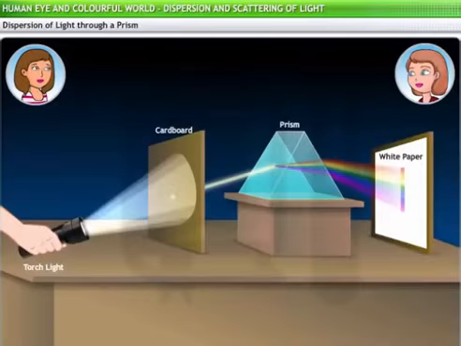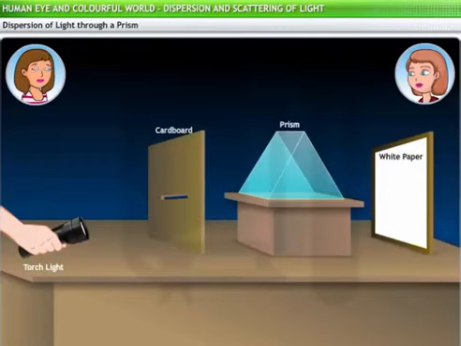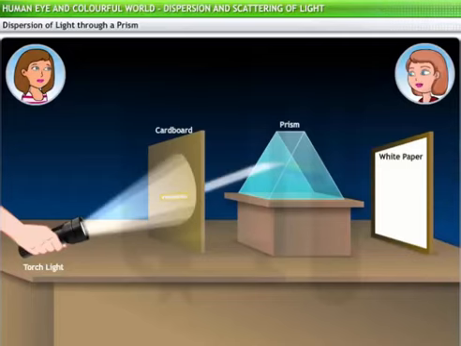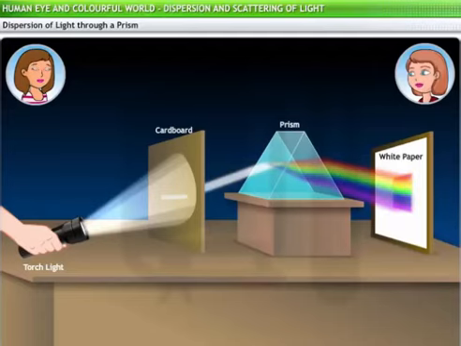But a rainbow has bands of colors. Don't worry. We can create bands too. Suppose you replace the cardboard having a small pinhole with a cardboard having a horizontal slit, that is, an extended light source. The vertical strip of colors you just saw expands to bring out bands of colors similar to a rainbow.